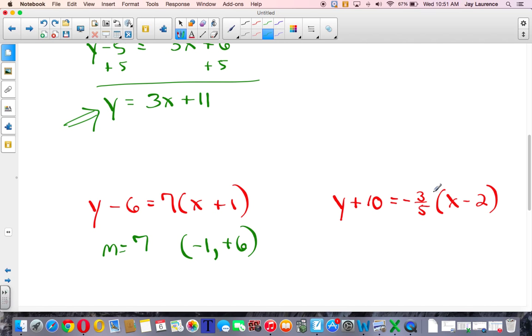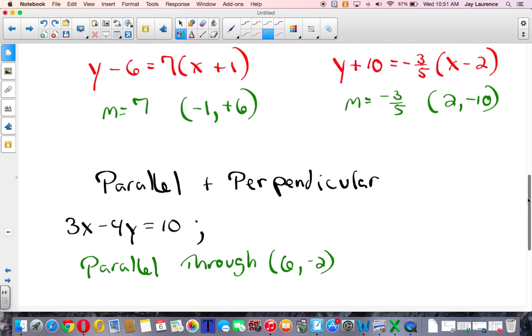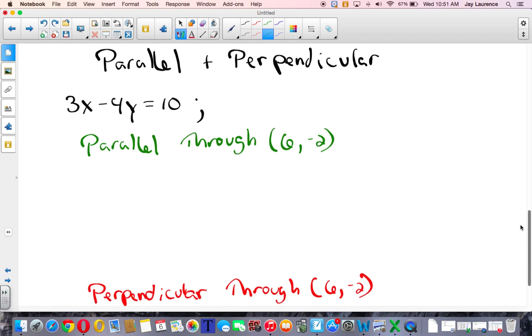y plus 10 equals negative 3/5 times the quantity of x minus 2. Try it. Go ahead, try it. Okay, here comes my solution. My slope is negative 3/5. The point is going to be 2, negative 10. Bam, I'm done. All right, now, this can be very helpful in the parallel perpendicular thing.